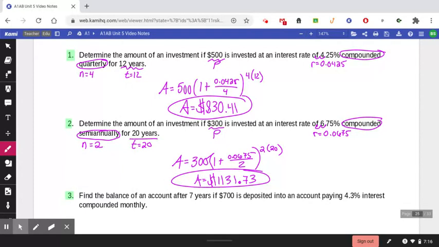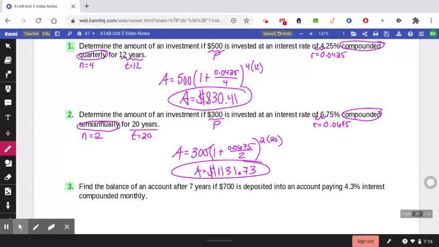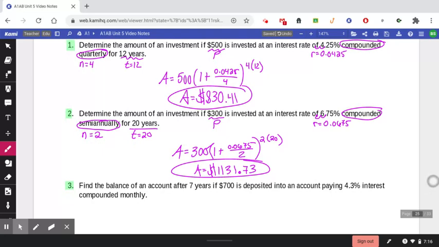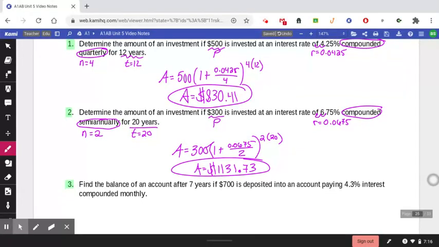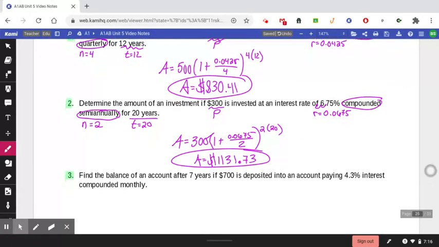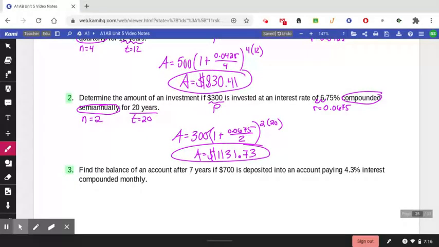Okay, so we've made quite a lot of money over 20 years. If you think about it, 300 is what you invested, and you're getting $831 or almost $832 based off of that. So our money's done pretty well over 20 years.